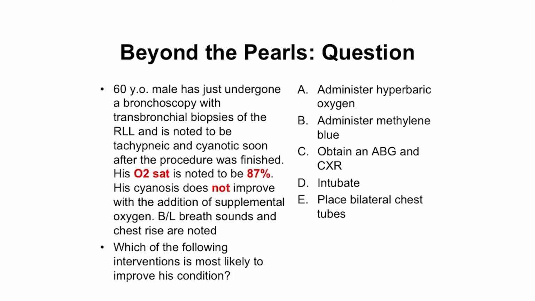So let's look at these answers together. How about, let's go from the bottom up. What about E? Putting bilateral chest tubes. Wow, that seems pretty invasive. Not really a good test-taking answer. And what are we doing? Why are we putting two chest tubes in? I only biopsied him where?